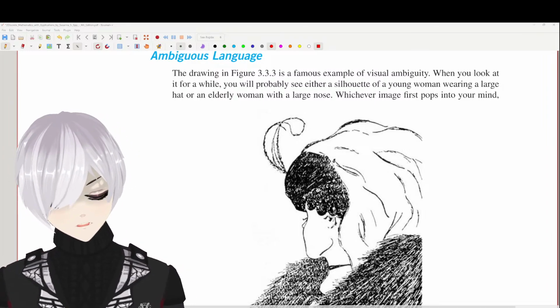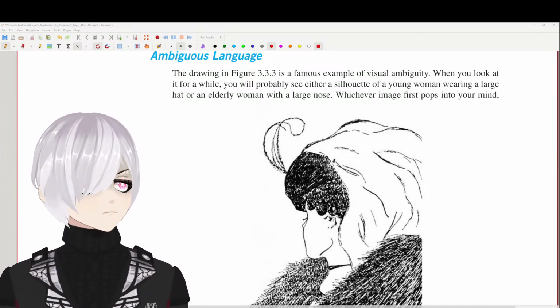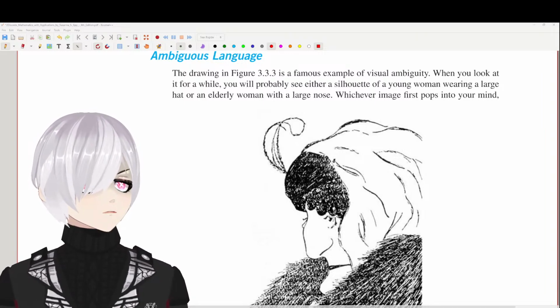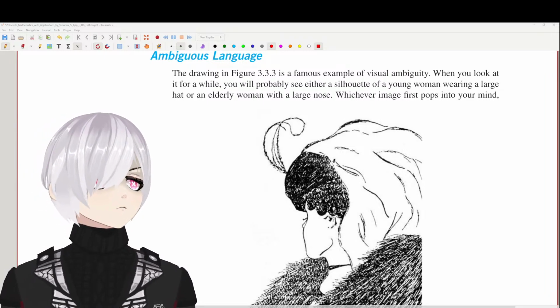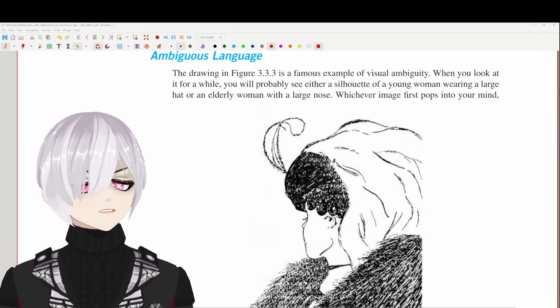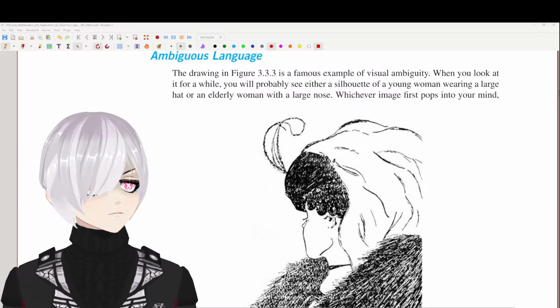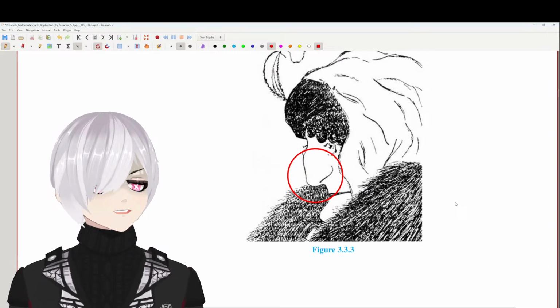Ambiguous language. The drawing in figure 3.3.3 is a famous example of visual ambiguity. When you look at it for a while, you'll probably see either a silhouette of a young woman wearing a large hat or an elderly woman with a large nose, whichever image first pops into your mind. I actually didn't see the old woman until they mentioned that, but I do see the nose.